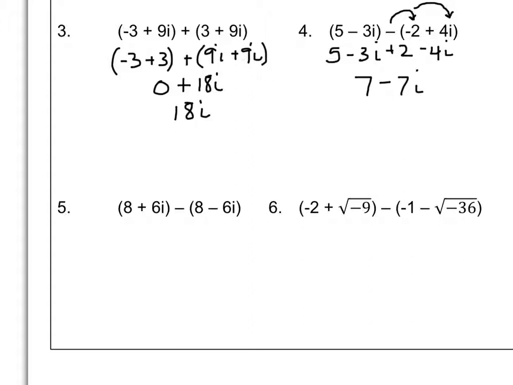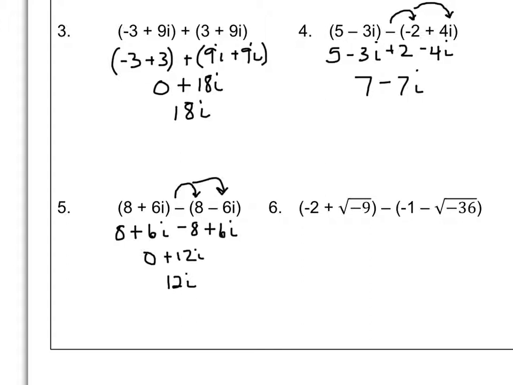Okay? Number 5. Again, first thing I got to do, I see that negative sign in the middle. I got to distribute that negative. So now I have 8 plus 6i. The first parentheses doesn't change. Minus 8 and plus 6i. Okay. So now again, I add my like terms here. 8 and negative 8 is 0. And 6i and 6i is 12i. And I don't have a real part, so my answer here is just 12i.